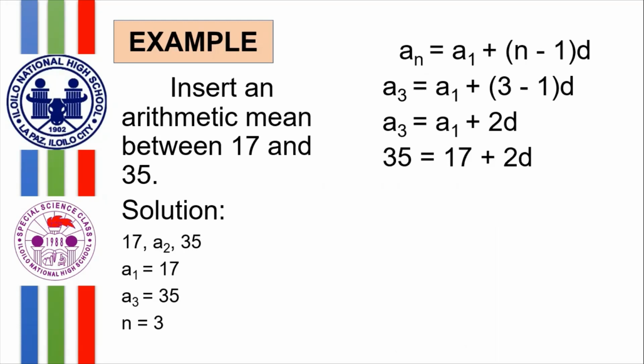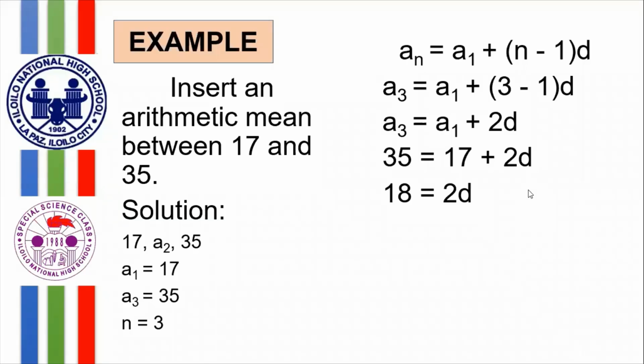Subtracting both sides by 17, you have 18. And this means that 18 is equal to 2d. Dividing both sides by 2, we get the value of the common difference as 9. So therefore, this arithmetic sequence has a common difference of 9.